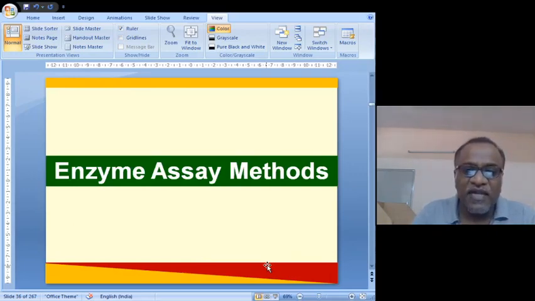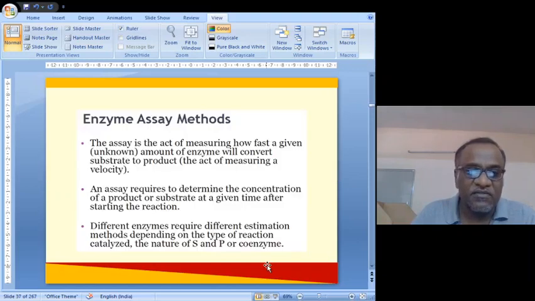So a suitable assay method has to be developed to determine the purity, the yield, and the activity. So enzyme assay methods are very, very important. The assay is the act of measuring how fast a given amount of enzyme will convert the substrate to product. That is, the act of measuring a velocity. So an assay requires determining the concentration of a product or substrate at a given time after the starting of the reaction.